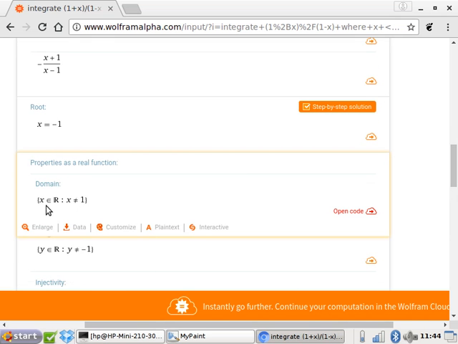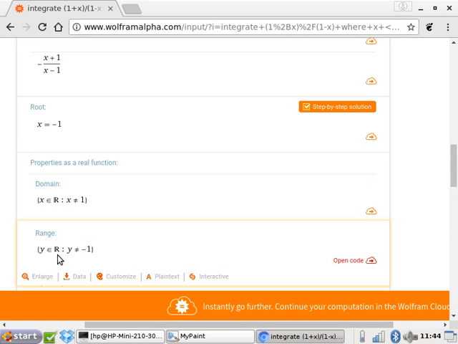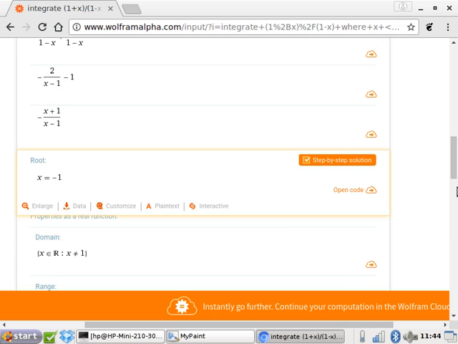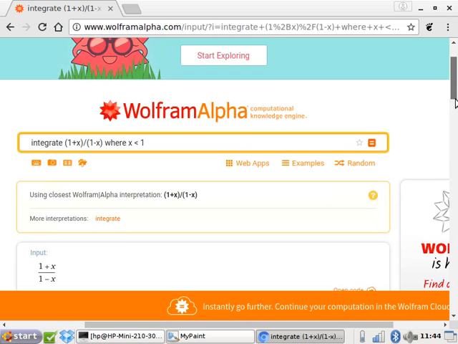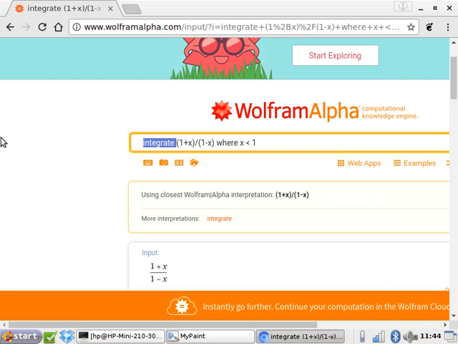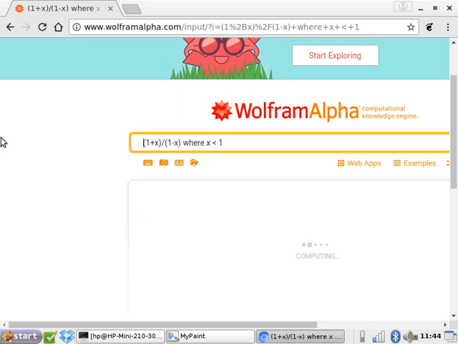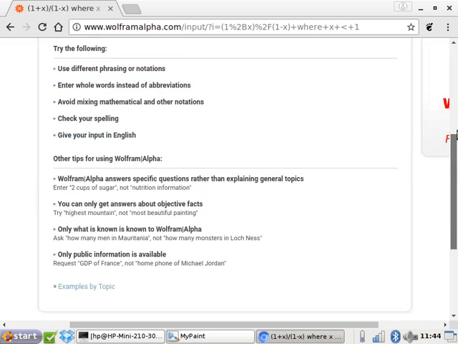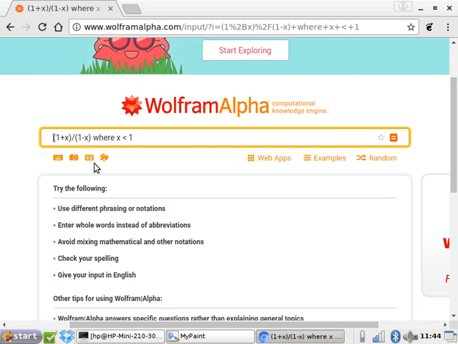Look, it gives you the domain. The domain is everything except 1. It gives you the range. The range is everything except minus 1. It gives you the root. You see, very nice. If you just type in the function, it should do everything. It should give you the domain, the range, the derivative, the integration. Oh no, I have to give it a verb.